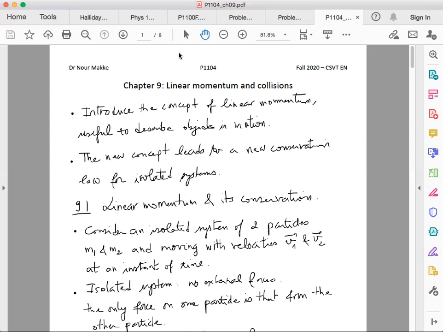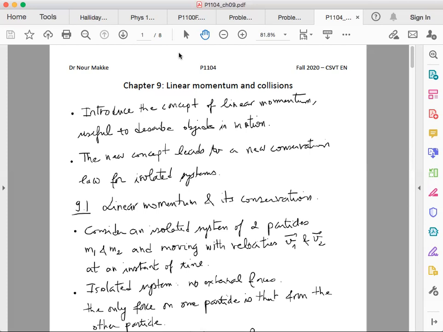And the second point, why is it important? Because it leads to a new conservation law. We have seen in chapter 8 in particular, the principle of conservation of mechanical energy, in particular for isolated systems, and the principle of conservation of energy in general, how useful they are in solving problems where we deal with different types and forms of energy.